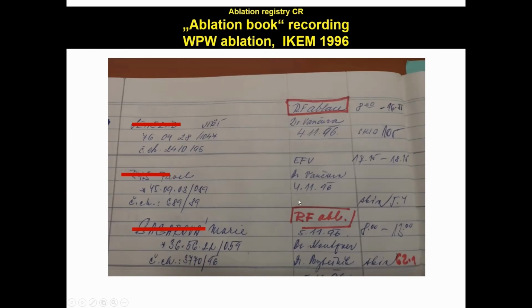The second day, again, ablation of an accessory pathway done by Dr. Kautzner and Dr. Bytešník. Procedure time, 5 hours. And X-ray time, 62 minutes.